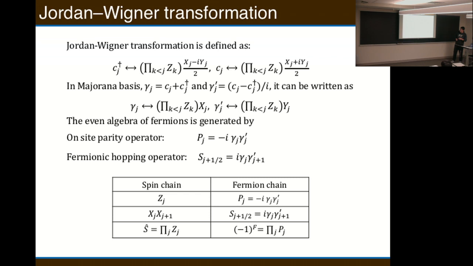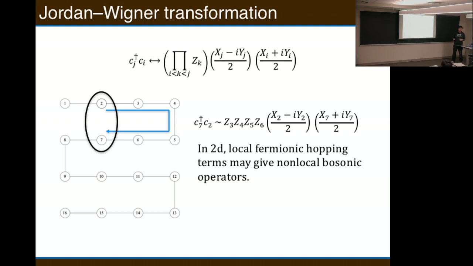If we want to apply the Jordan-Wigner transformation in a 2D system, naively we just arrange the 2D array with some labels, for example 1 to 16, and define the transformation on this 1D chain. However, if we look at some hopping, for example between site 2 and site 7, according to the transformation there's a string operator, like a Z operator along this line.